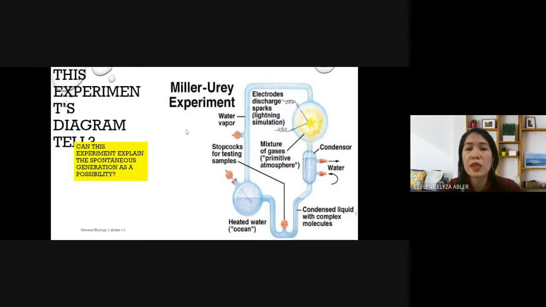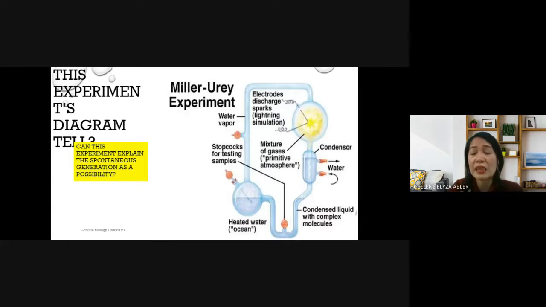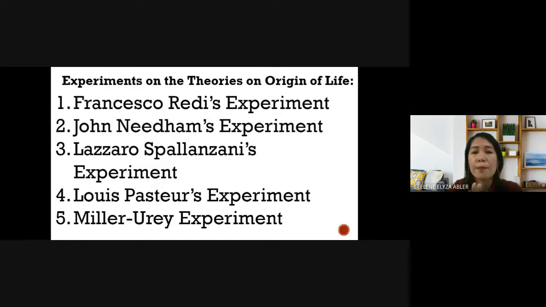Right? So let's go to the biogenesis and abiogenesis theories before we had the Miller-Urey experiment, which is from Stanford University. Before that, why did our scientists become so desperate to create that kind of experiment? Why did we get to that stage? Okay, we have these four before the Miller-Urey.